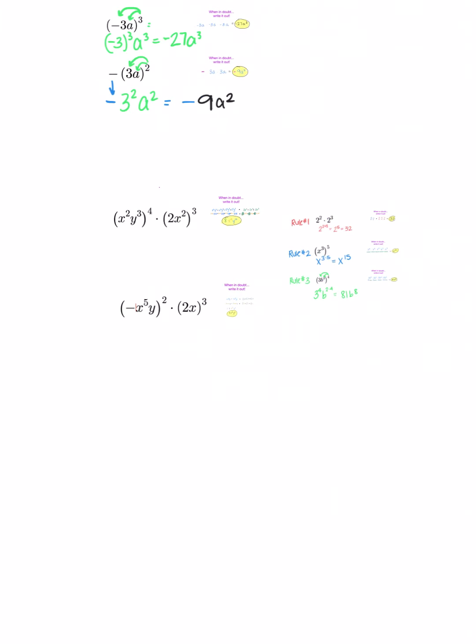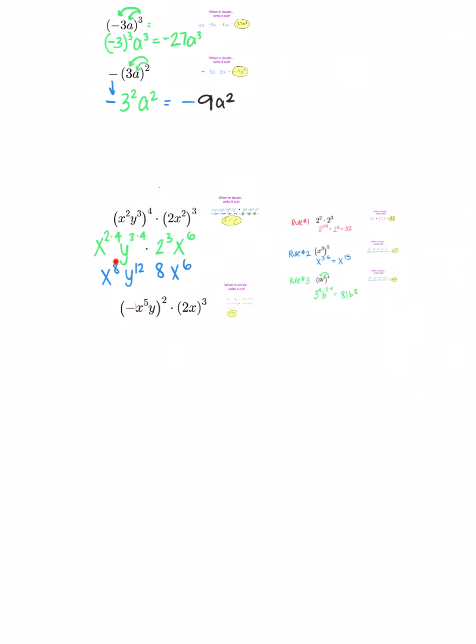These rules come in especially handy when we're working through really messy problems like these. Let's take a look at this one right here. We're going to start by applying rule number 3 to make sure that this power of 4 gets distributed to each piece and this power of 3 gets distributed to each piece. We notice that when we distribute that 4, we're actually using rule number 2, where we're multiplying the exponents when we are raising a power to a power.